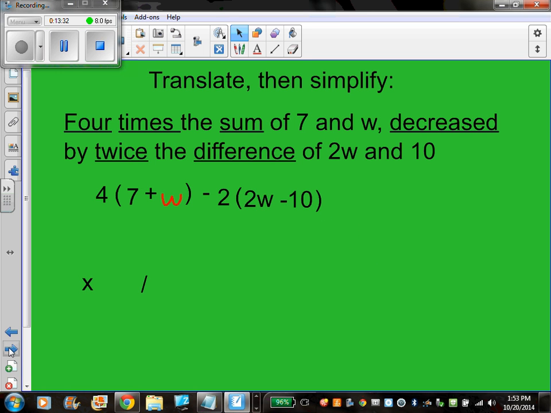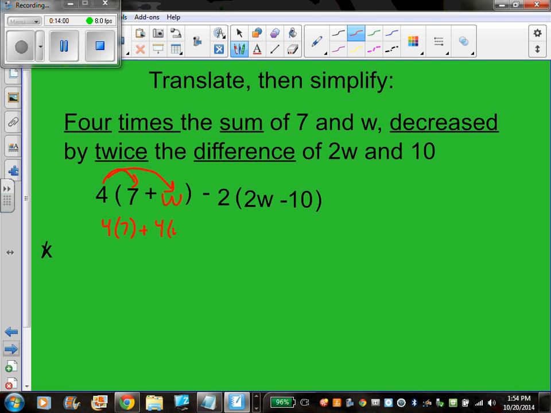And it looks like we have a few extra symbols left over. That's fine. Move those over. And then we have to simplify this. 4 times the sum of 7 and w decreased by twice the difference of 2w and 10. All right, distributive property first. 4 times the 7 and then 4 times the w. So let's write that down.